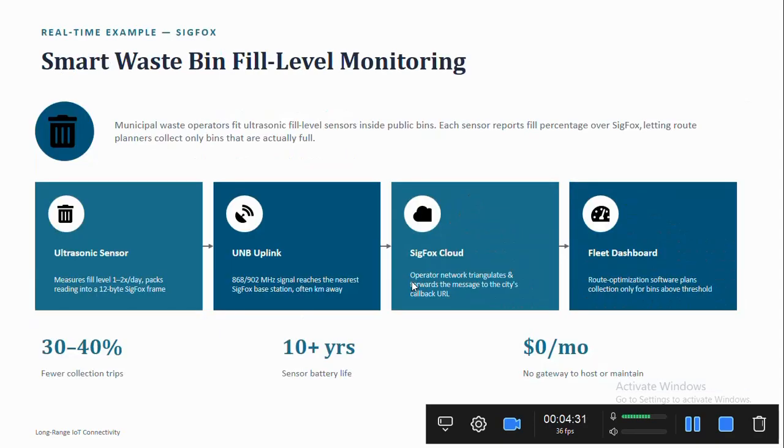And here comes an application for this, a waste bin network, that is a smart waste bin fill level monitoring system. A municipal waste operator fits ultrasonic fill level sensors into public bins, and each sensor reports its fill percentage over Sigfox, letting the route planners collect only bins that are actually full.